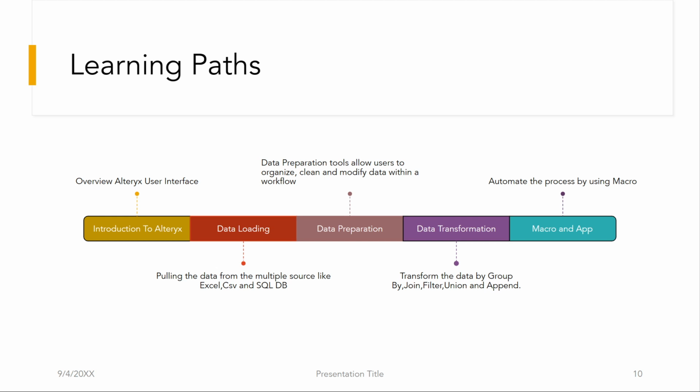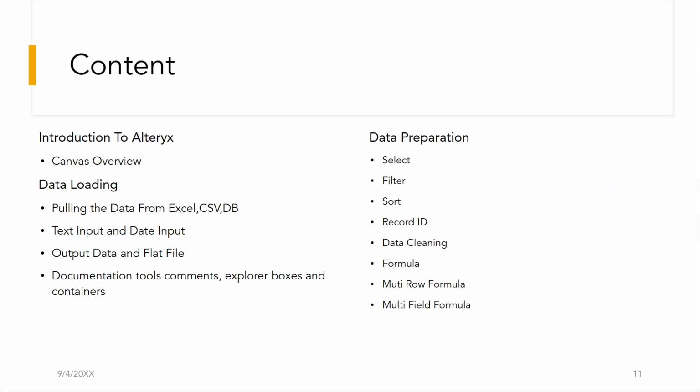And the fifth phase of your learning path is automating processes by using macros. So macros and apps will be discussed. Next slide, the contents. What is the content we provided to you? You should learn from this content. The first one is introduction to Alteryx. We introduce Alteryx and the canvas overview.